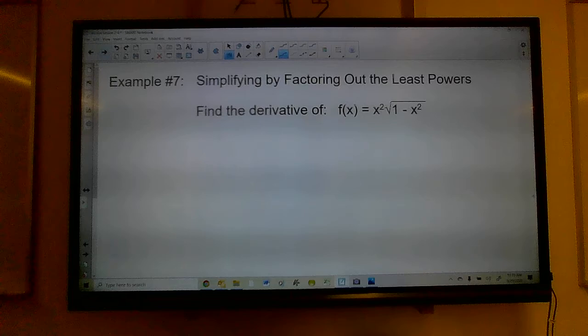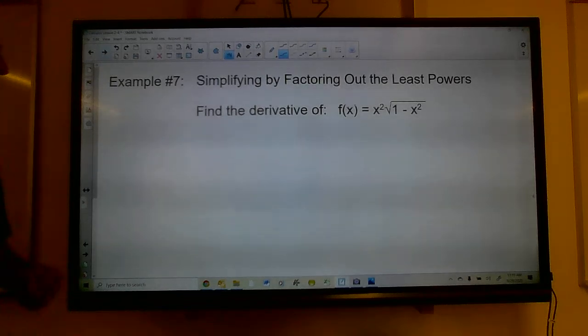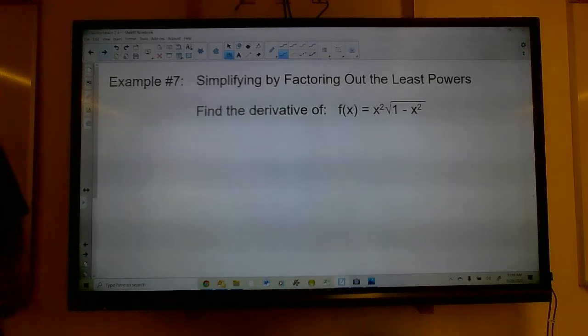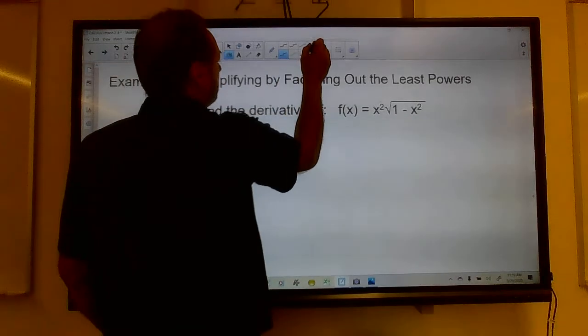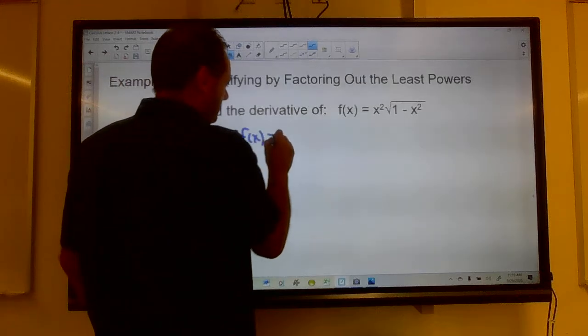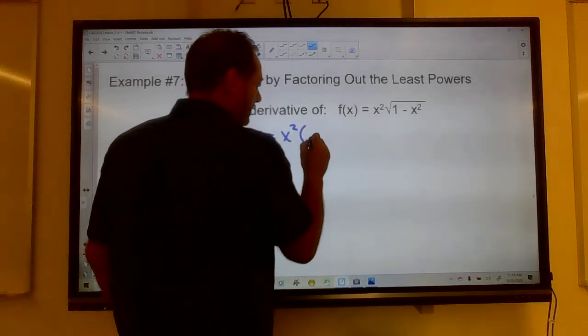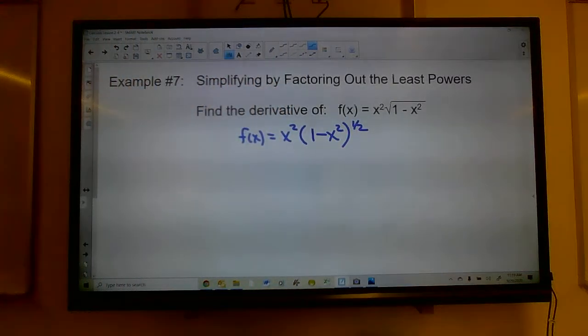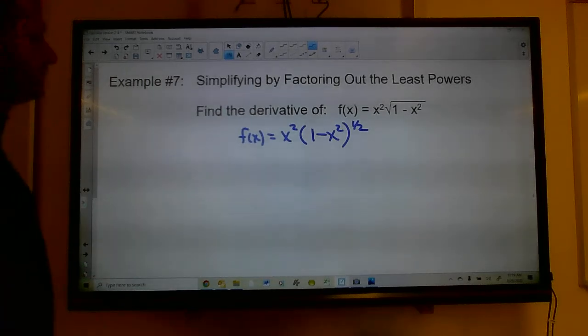Next, example 7, simplifying by factoring out the least powers. Okay, so the first thing that I would do with this thing is rewrite this. f of x is x squared times 1 minus x squared to the 1/2. Okay, so the next thing that you'd want to do is you'd want to use the product rule on this thing.